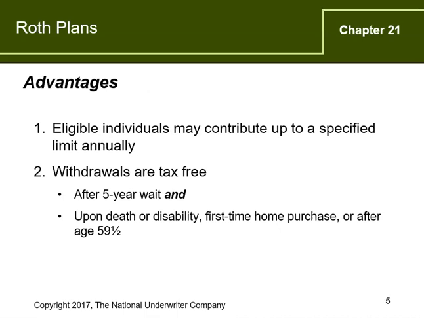The advantages: eligible individuals may contribute up to a specified limit annually, and withdrawals are tax-free. Two caveats are, number one, it's after a 5-year period, and, as in most things, death or disability, after age 59 and a half, and for Roth, it allows for a first-time home purchase. Could be for you or part of your immediate family.